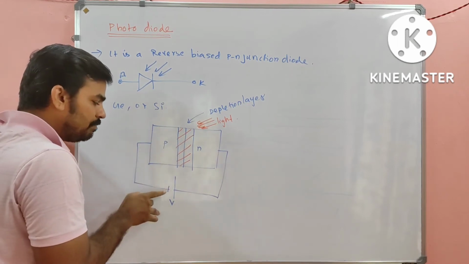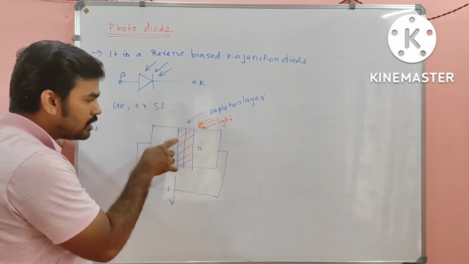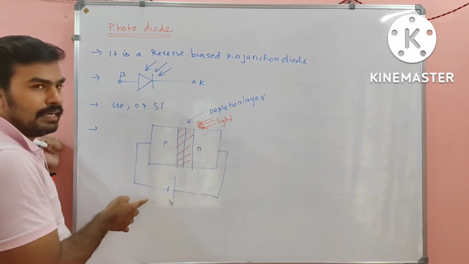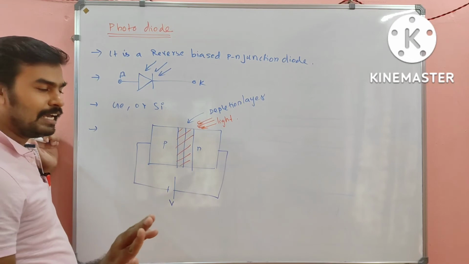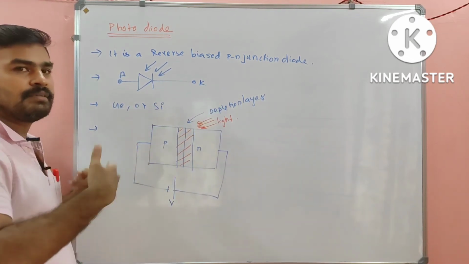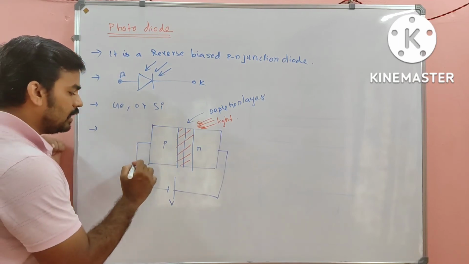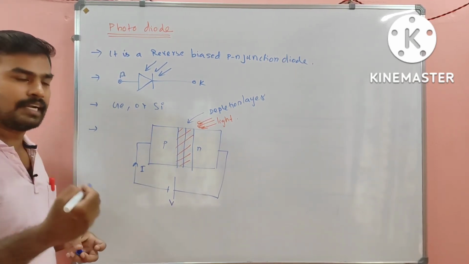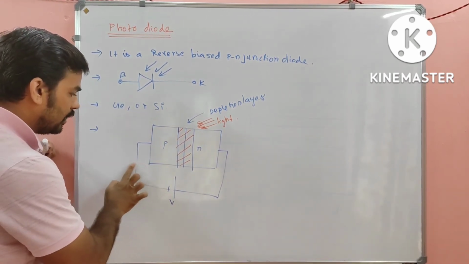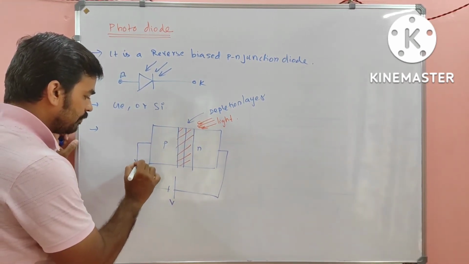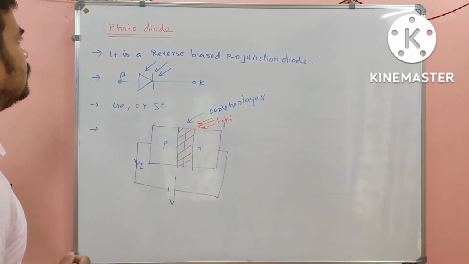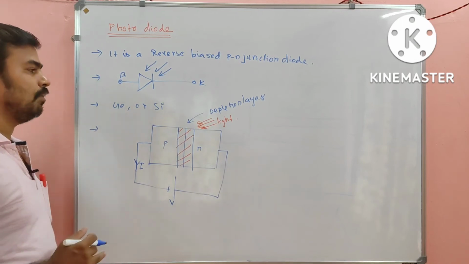But in the case here, we bias externally, so holes will move here and combine here, and electrons will move here and combine here. That's all. Is it clear? Whenever the light intensity is very high, the depletion region liberates more and more energy, and the current will be flowing like this. So it is the reverse biased PN junction diode. That is the only difference.